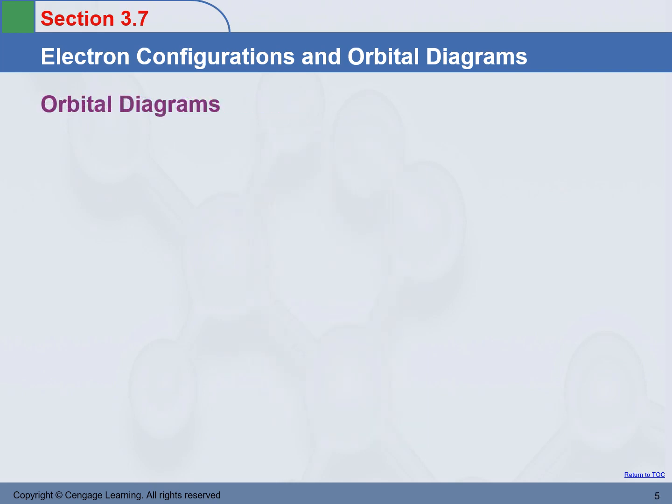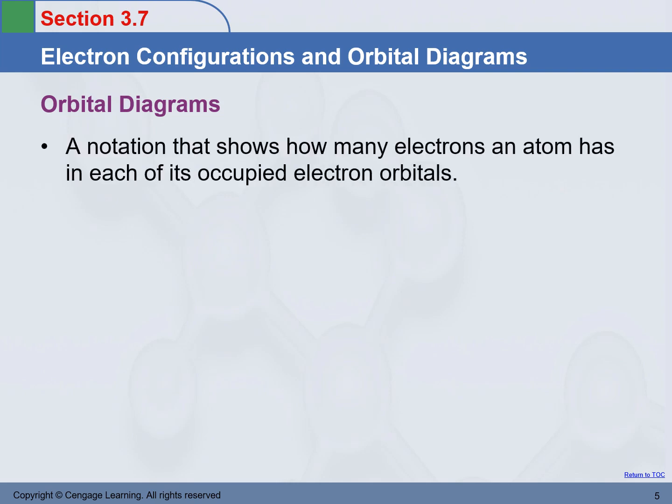Orbital diagrams, what is this? Orbital diagrams show you how many electrons are in each of the occupied orbitals. The electron configuration we wrote earlier shows you the number of electrons in each subshell, but it doesn't tell you the individual orbitals. All right, give us an example, I'm not so clear on what you're talking about.